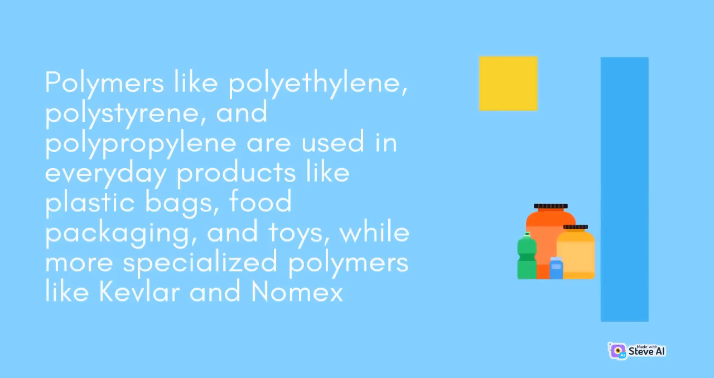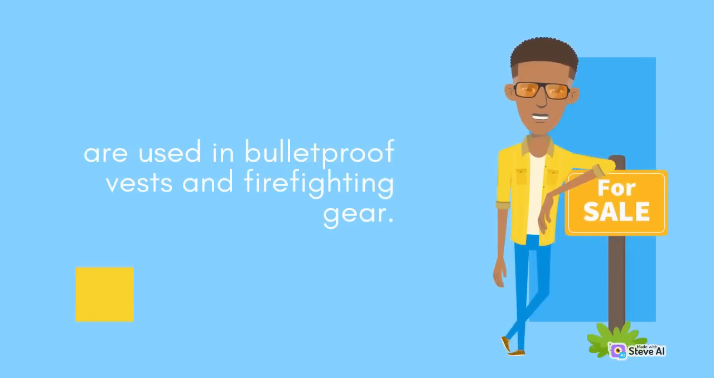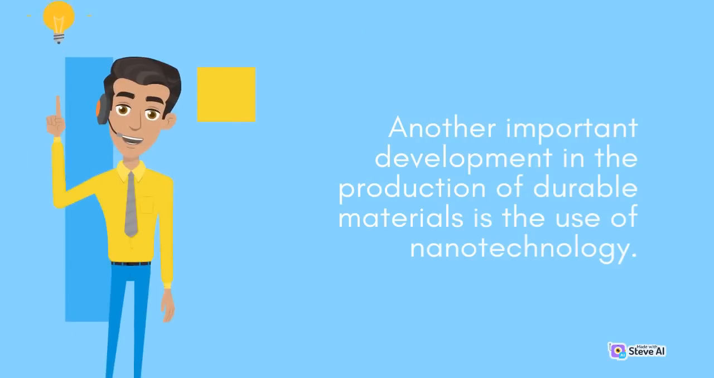Polymers like polyethylene, polystyrene, and polypropylene are used in everyday products like plastic bags, food packaging, and toys, while more specialized polymers like Kevlar and Nomex are used in bulletproof vests and firefighting gear. Another important development in the production of durable materials is the use of nanotechnology.